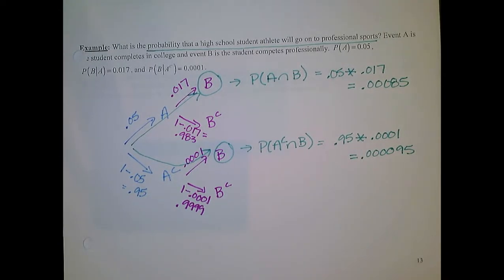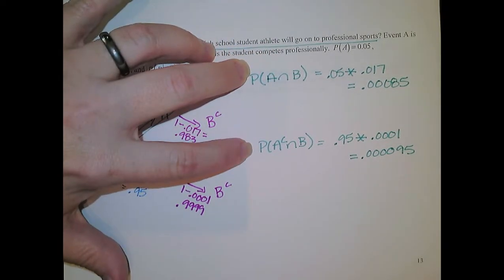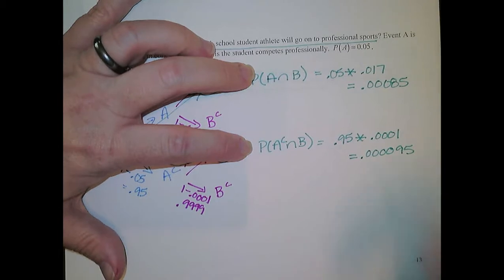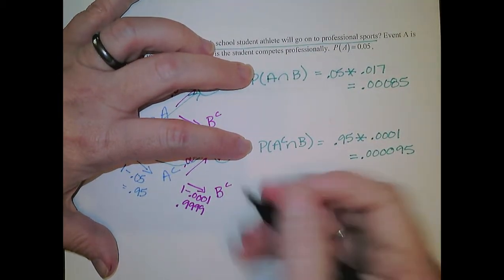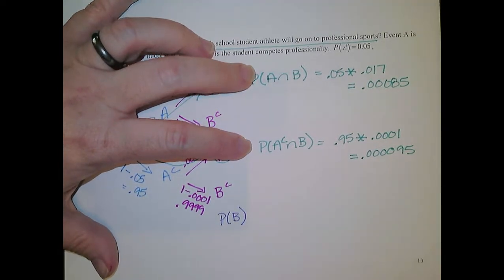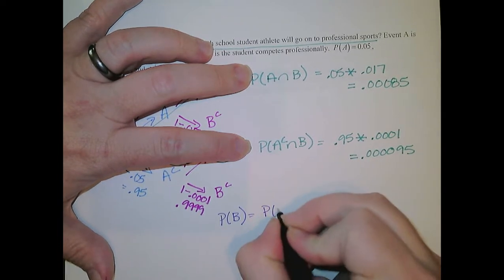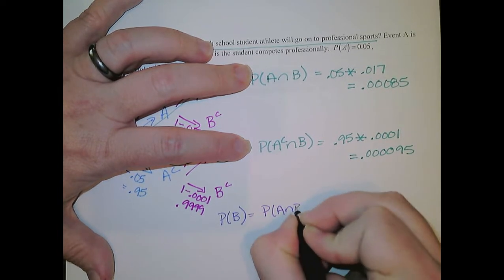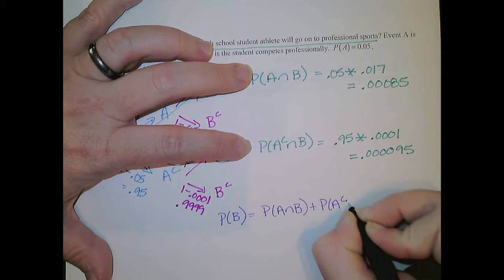So we have two routes. They either play in college and play professionally, or they don't play in college and play professionally. These two events are disjoint from each other. So if we want to find just the probability that a student will play professionally, the probability of B, then it's one of those two things. Either they did play in college and play professionally, or they didn't play in college and still play professionally.